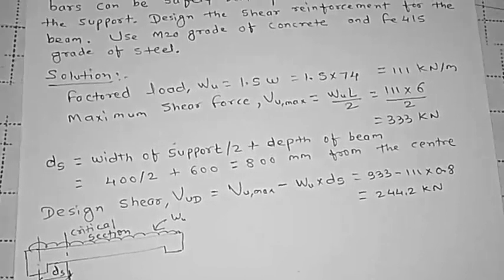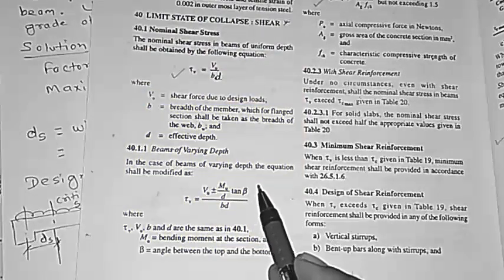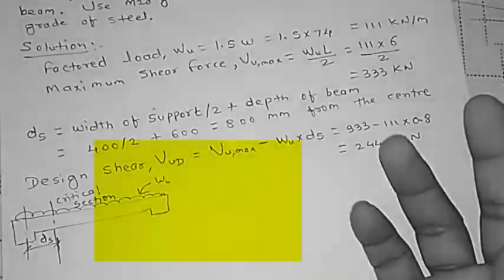Now to go ahead with the calculation, we have clause 40.1. What does this suggest? This is the nominal shear stress, tau v equals Vu by bd. This is on page number 72. So we will go ahead with this. We'll calculate the nominal shear stress for the shear force we got.